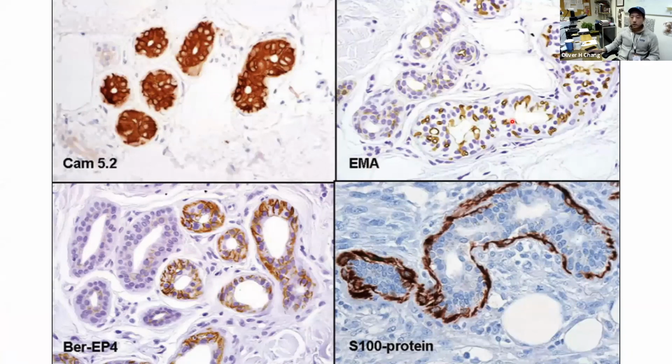EMA can be helpful in eccrine tumors where you see little spaces and you're wondering, is that an intracytoplasmic vacuole or is it trying to make a ductal structure with that ductal cuticle? And then the S100 IHC will highlight the myoepithelial layer around these eccrine structures.